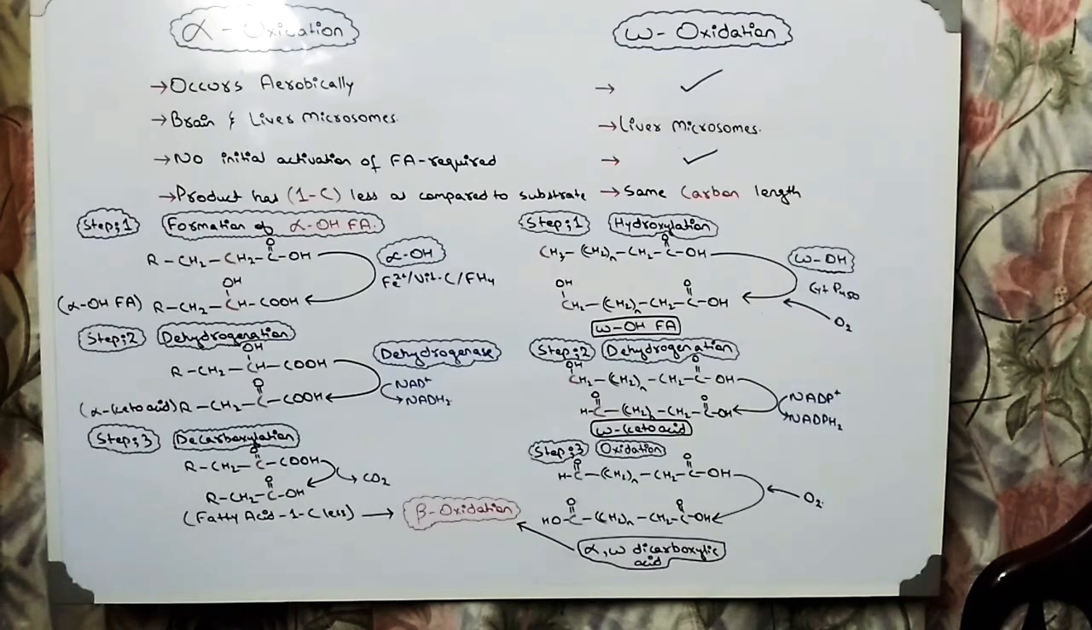In the previous videos we talked about beta oxidation. In this video we will talk about alpha and omega oxidation, which are the other pathways of fatty acid oxidation. Although they are minor pathways as compared to beta oxidation, they do occur.